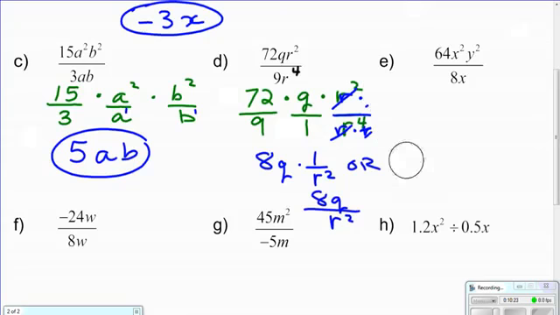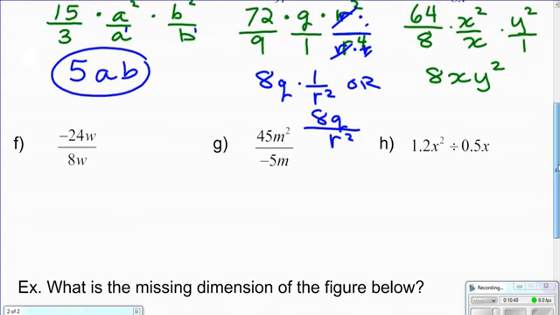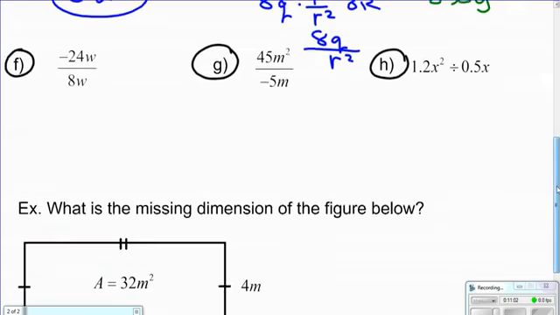Just going to have to erase this. Looking at our next example. Again, there's no y in the denominator, so we're just going to write a 1. We get left with 8x y squared. Okay, I'm going to let you try F and G and H on your own. We will check those together tomorrow, but I will do the next example with you.